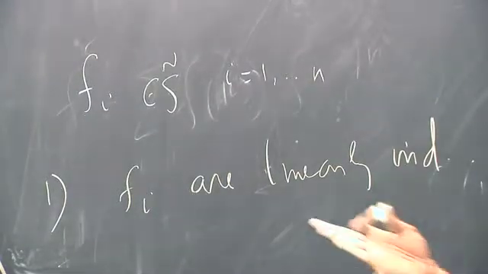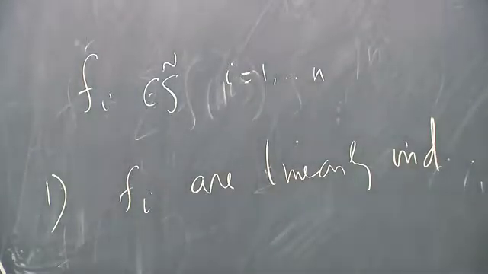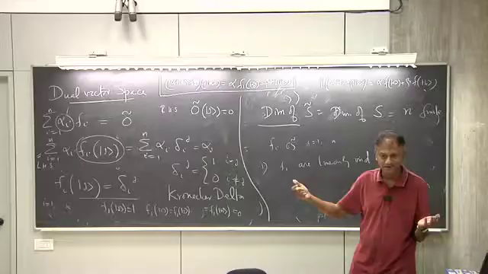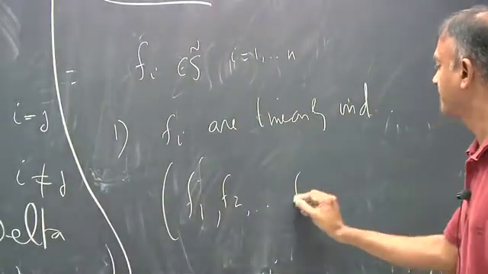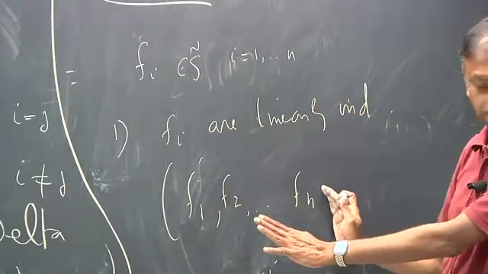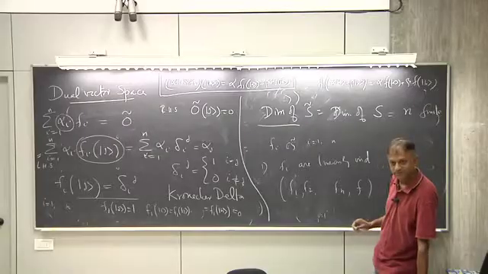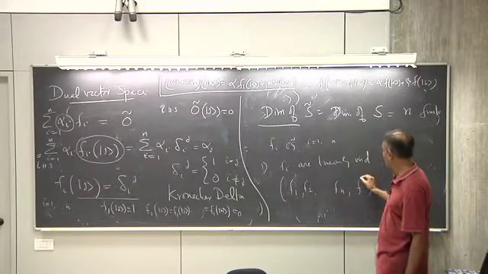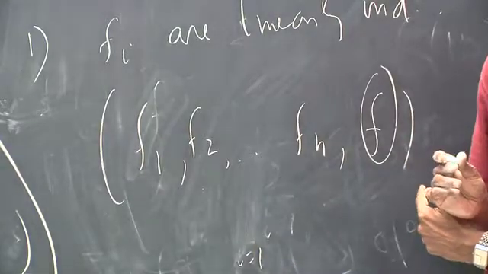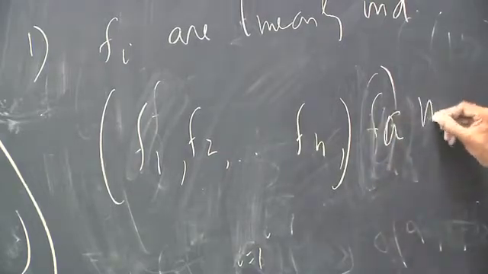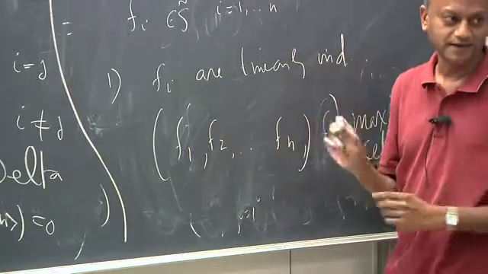The second thing I need to check is whether it is a maximal set. What it means is that if I add to this any other function, then it should become linearly dependent. We have the list f1, f2, up to fn, these n functions, which we know are linearly independent. Now we want to check whether this is maximal. But that's what we showed earlier, because we showed that any f can be expressed as a linear combination of these. So if I put in any other f, this will not be linearly independent anymore. So this is indeed a maximal set. And what is the dimension? The dimension is the number of elements in this maximal set. That's n.